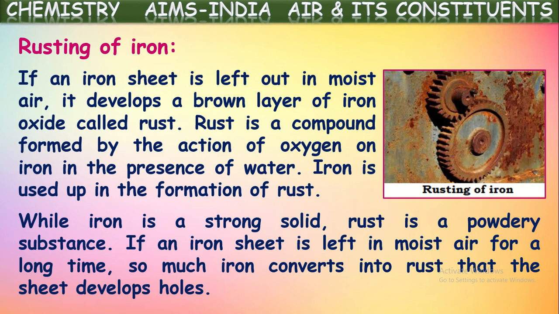So while iron is a strong solid, rust is a powdery substance. There is major damage happening to the iron particles, because iron or steel is a strong solid which can be used for construction purposes, isn't it? It is being used. But what happens if these iron rods are kept outside for a long time? Slowly they react with the atmospheric oxygen in the presence of moisture, and they get rust.